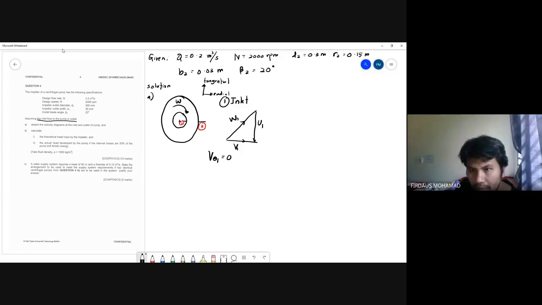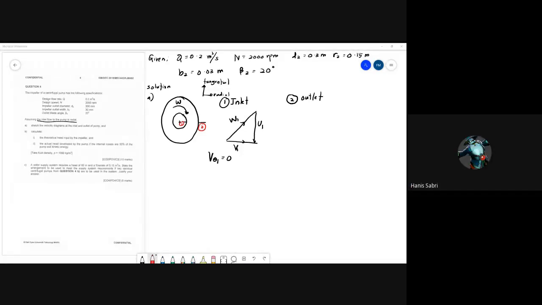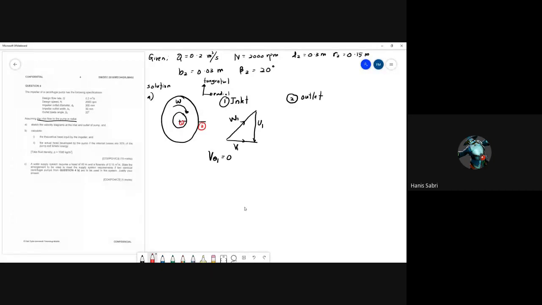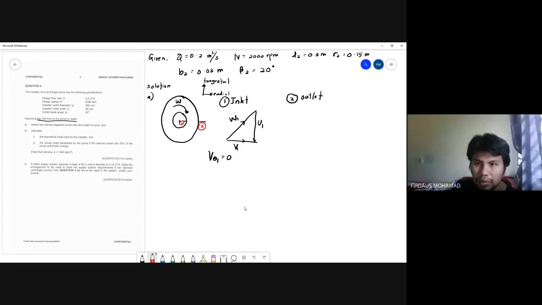For the outlet, okay, so for the outlet, we can draw it here first. Ada yang nak masuk ke? Saya tak nampak ni. Sekejap. Macam ada. Okay, so for the outlet, beta 2 is given 20 degree. So we can draw the beta 2 first. So, sekejap. Sepadam ni.